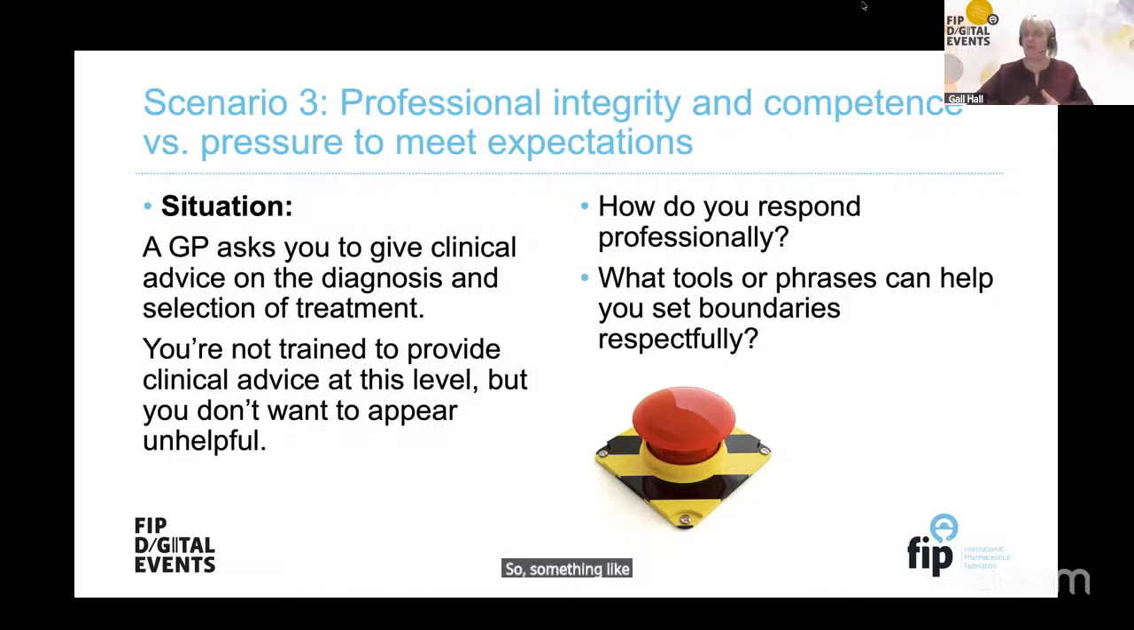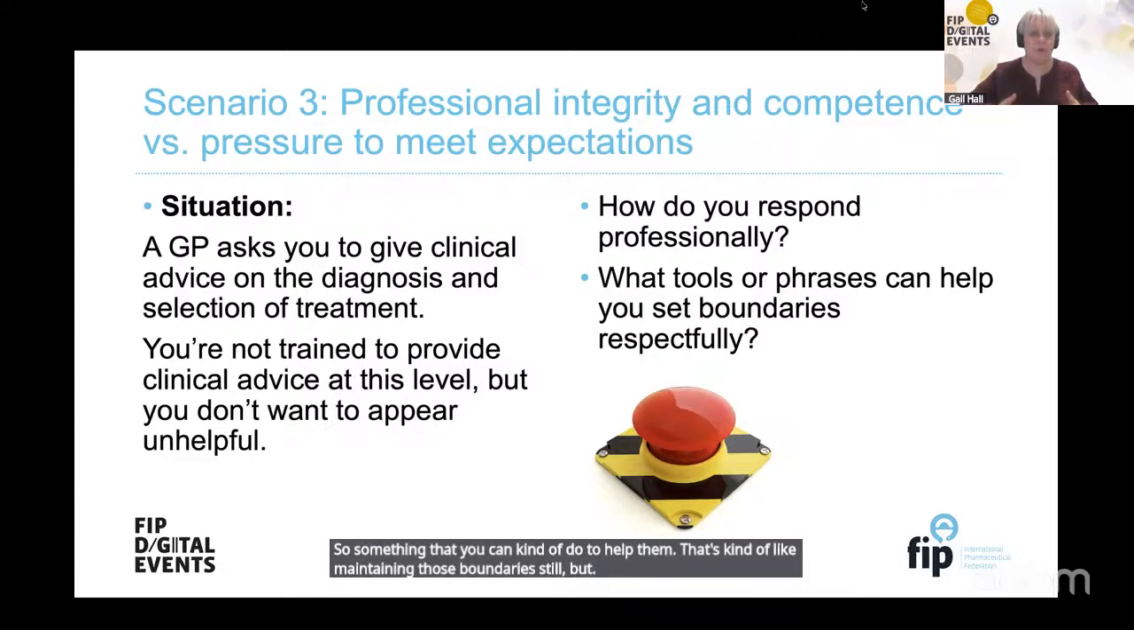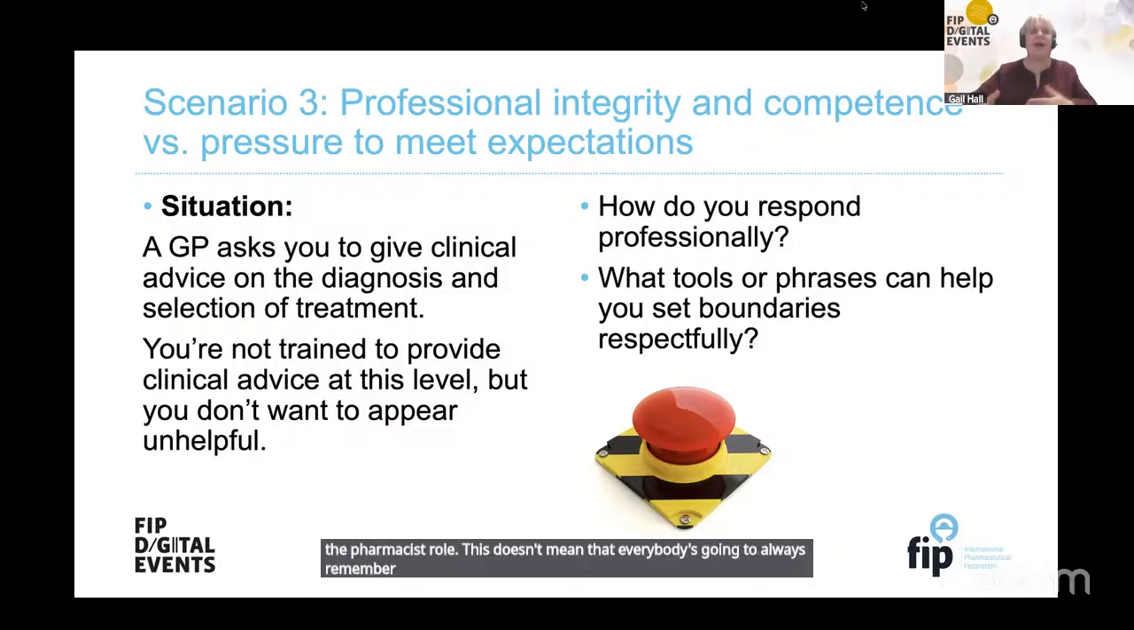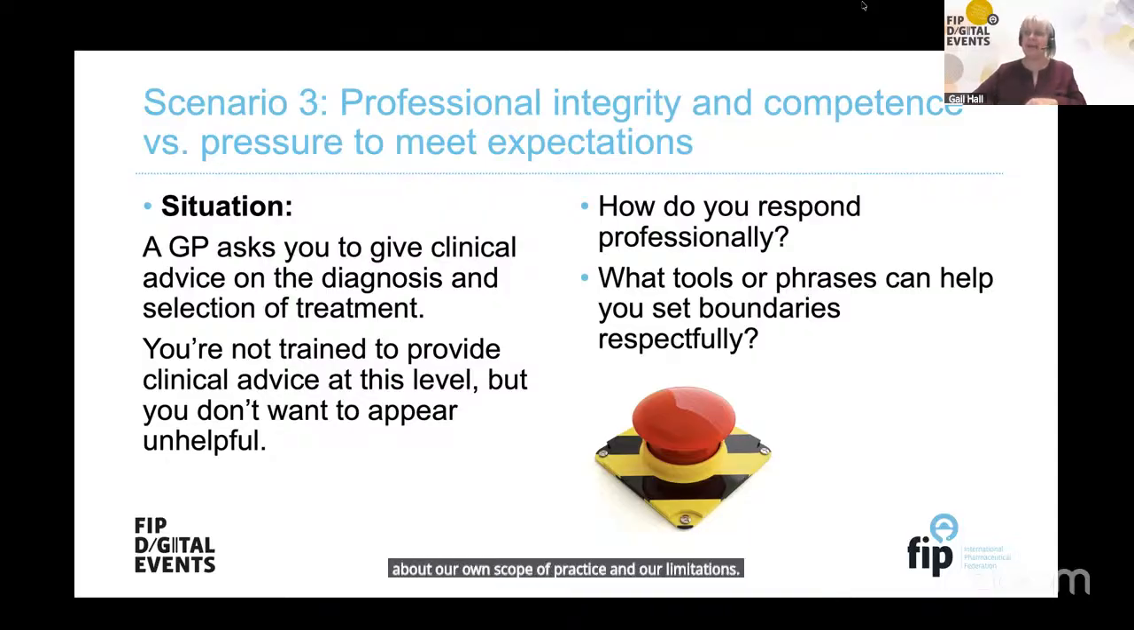So something like, I'm sorry, I'm not qualified to give clinical advice on that, but I can refer this to the pharmacist, or I can help you to find the right information. So something that you can do to help them. That's maintaining those boundaries still, but you're being helpful and you're being professional. And you may need to reflect here on whether the team requires some more training about the clarity of the pharmacy technician and the pharmacist role. This doesn't mean that everybody's going to always remember that, but we need to have that self-awareness about our own scope of practice and our limitations, and maintain those professional boundaries.